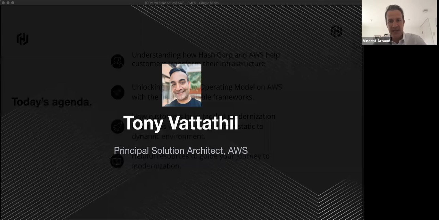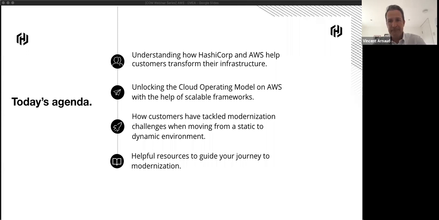So in terms of agenda, what we will cover today. We'll spend some time talking about how HashiCorp and AWS help customers transform their infrastructure. We'll go over the notion of what the cloud operating model is and how it's been implemented into the AWS Cloud Adoption Framework. We will look at some EMEA references and cover some lessons learned. And at the end of this session, we will have some time for Q&A.